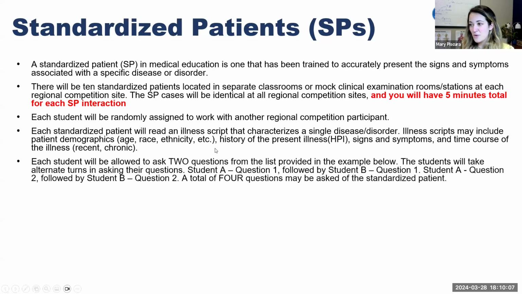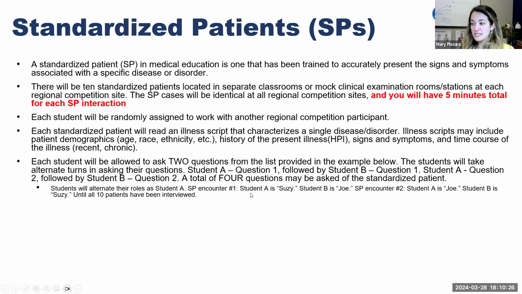So where this counts now, where you have another individual with you, is that you're allowed to ask 2 questions from a list provided. And how that will work is that we'll assign you as either student A or student B. So if student A asks the first question at one SP followed by student B, then student A will ask and student B will ask again. So a total of 4 questions. When you get to the next encounter, then you'll alternate rows. So then student B will get the next opportunity to ask the first question. So that way it's a little bit more fair.